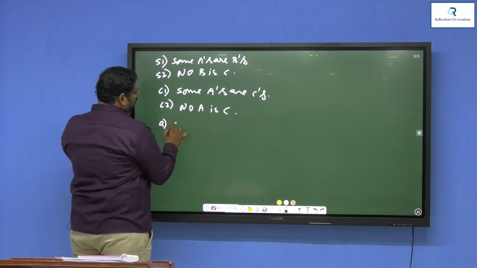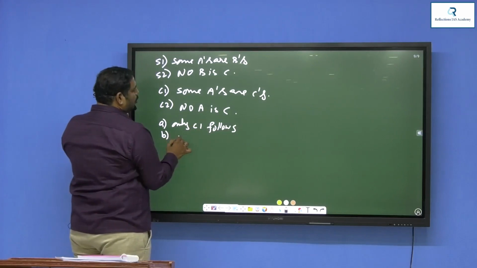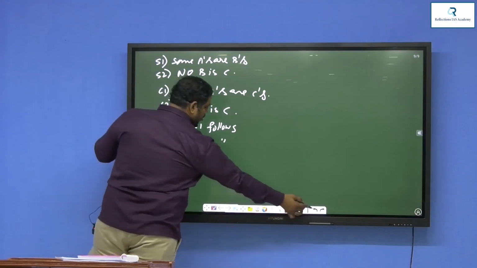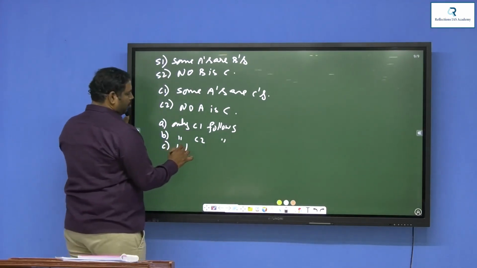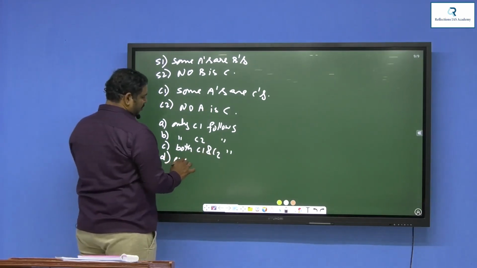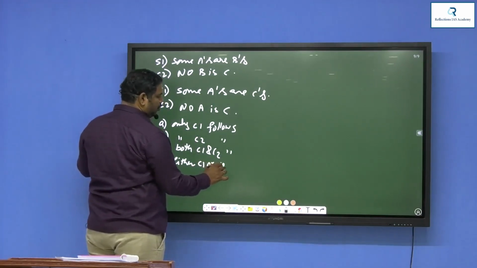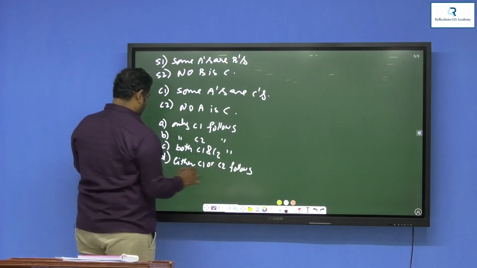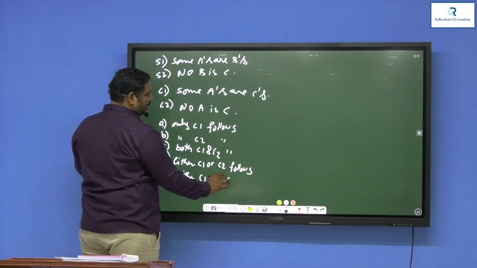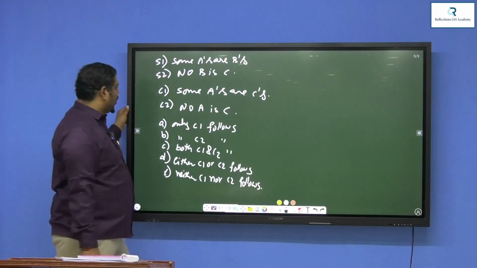First option: only conclusion 1 follows. Only conclusion 2 follows. Both conclusion 1 and conclusion 2 follow. Either conclusion 1 or conclusion 2 follows. Neither conclusion 1 nor conclusion 2 follows. Okay?